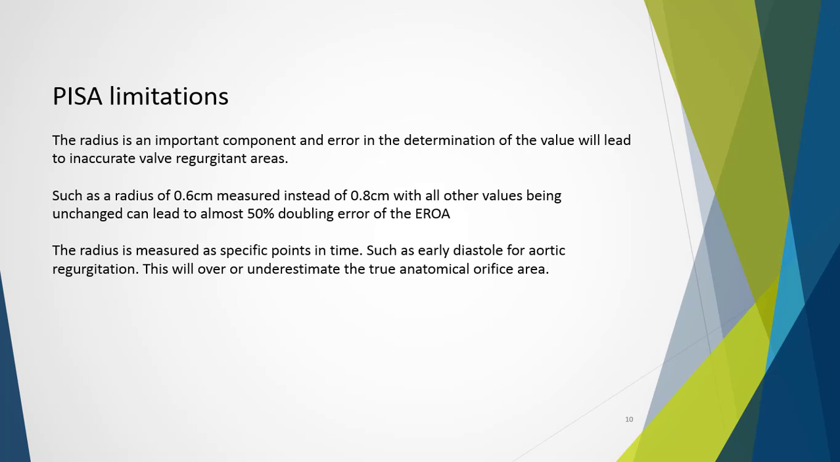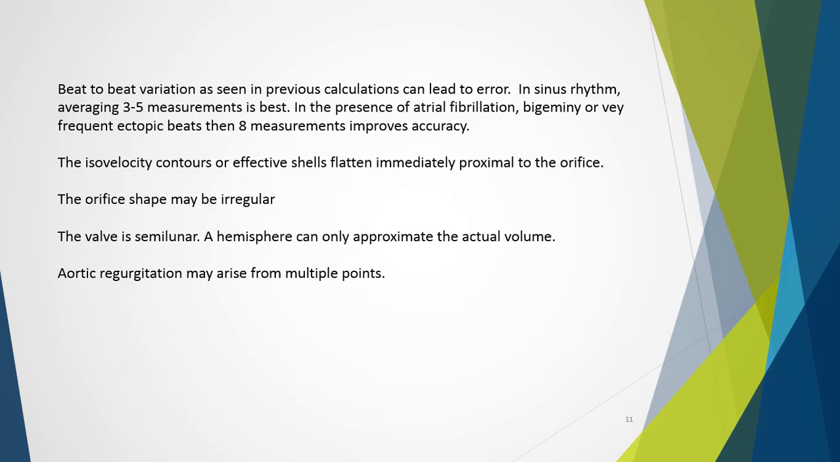The radius is measured at a specific point in time, such as early diastolic filling for the mitral valve or early diastole for aortic regurgitation. An effective orifice estimate is made with flow at that point in time. This will over or underestimate the true anatomical orifice area. Beat-to-beat variation, as seen in previous calculations, can lead to error, thus it is important that numerous measurements are taken.